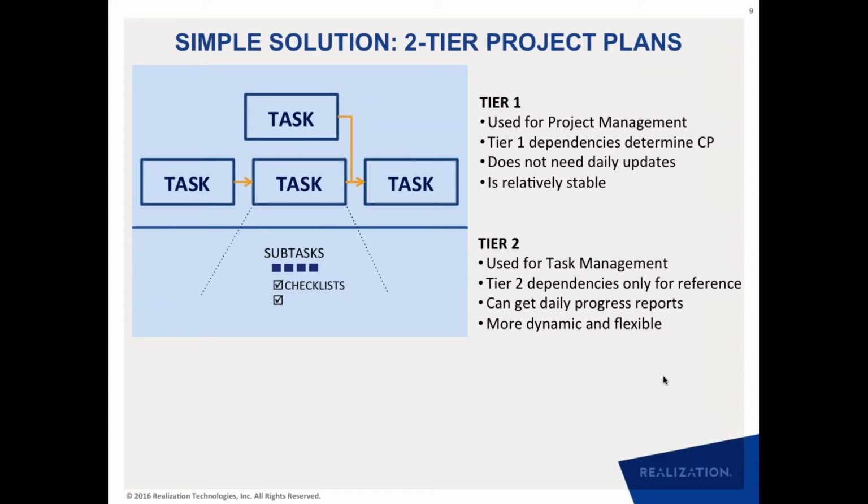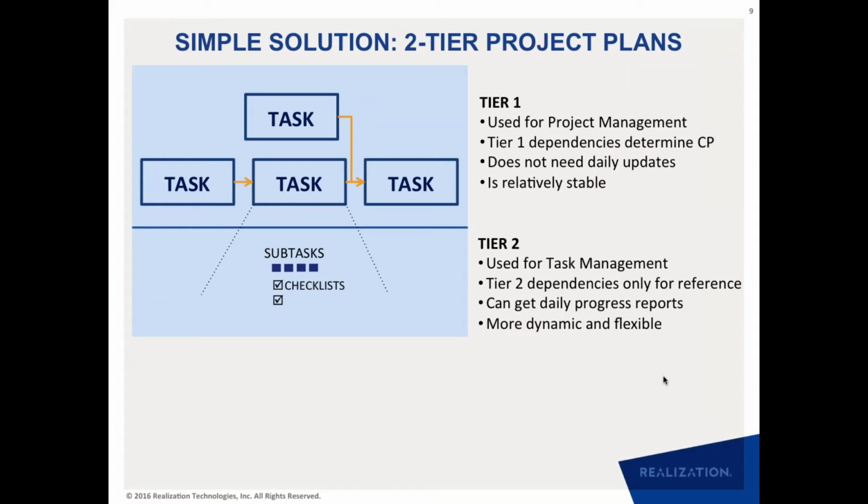Tier one, which comprises the tasks, is the tier that is used for project management, which means tier one dependencies are what determine the critical path. This tier one plan does not need daily updates, and it should be relatively stable because we have minimized the number of tasks. Tier two is where you can capture a lot of detailed sequences if you want to. You can even capture people's names in terms of who exactly will work on these subtasks and checklists. So you can capture a lot of details there, but these details are not flowing into the schedules. They are for local reference only.